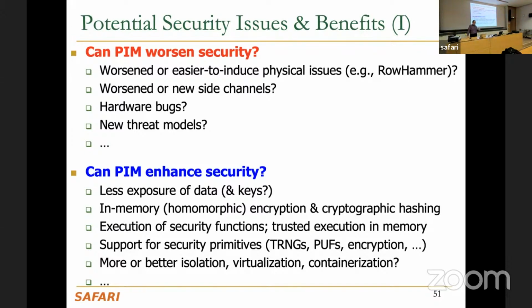PIM can also enhance security by less exposure of data and keys. Also, you can improve some operations like homomorphic encryption, which are quite costly, but using PIM, you can accelerate them. So you can have in-memory homomorphic encryption as well as cryptographic hashing. You can have execution of security functions like trusted execution memory. You can have support for security primitives like TRNG, PUFs, encryption, and more or better isolation and virtualization. All these things can help security, of course.